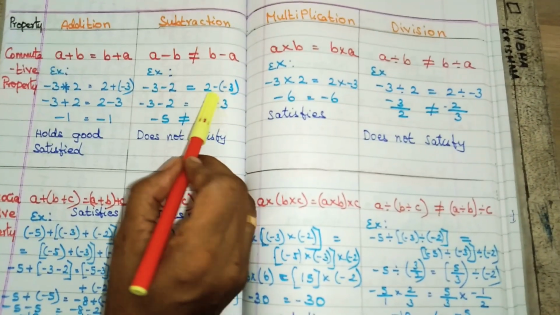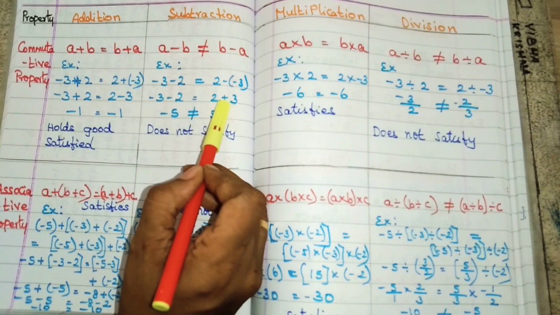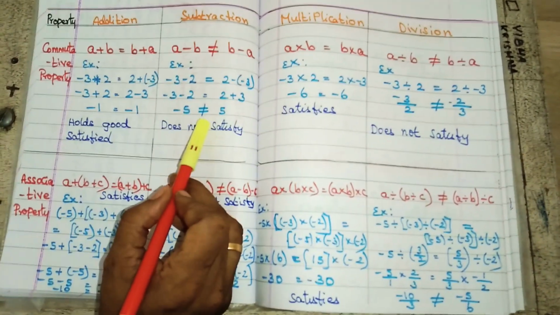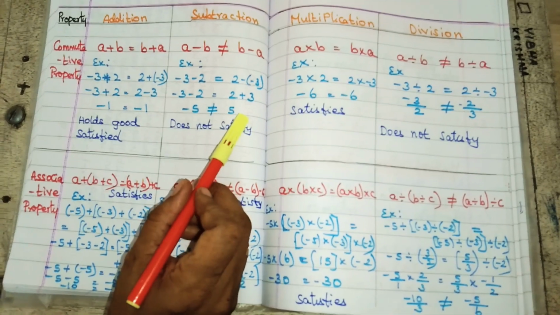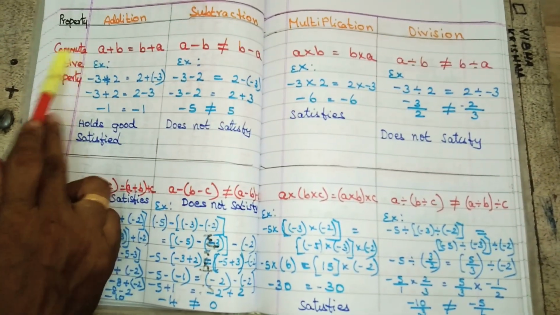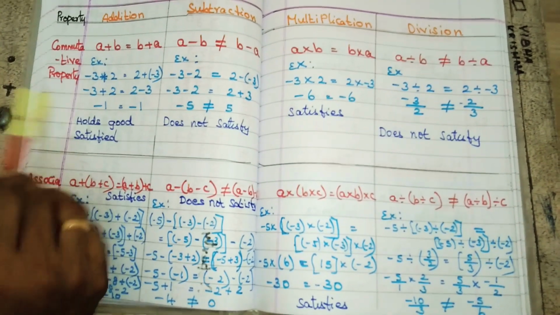Here 2 minus of minus 3, minus into minus will become plus. So 2 plus 3 is 5. So minus 5 is not at all equal to 5. So subtraction is not satisfied under the commutative property.